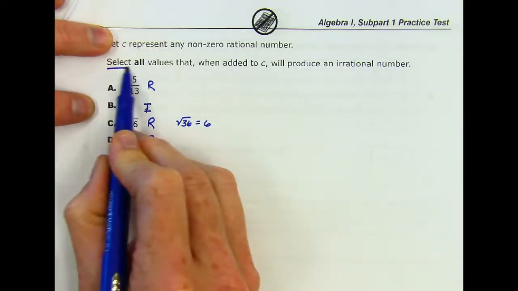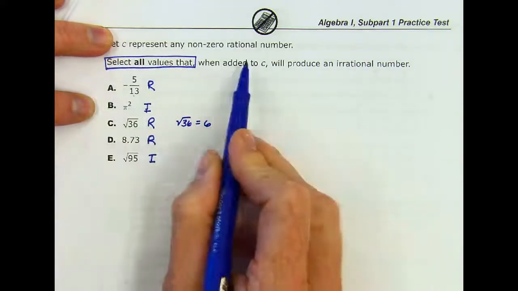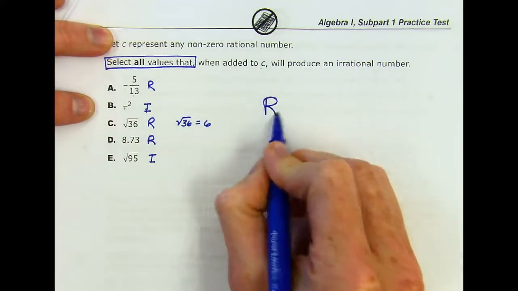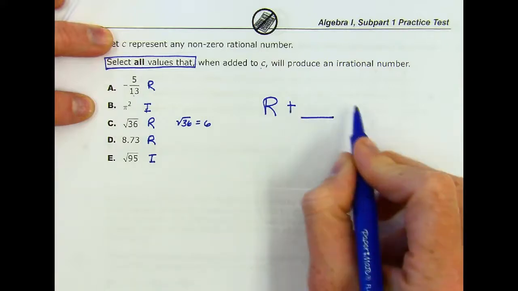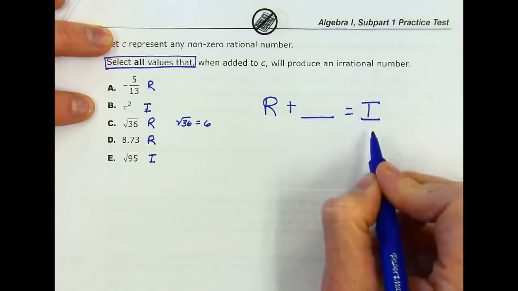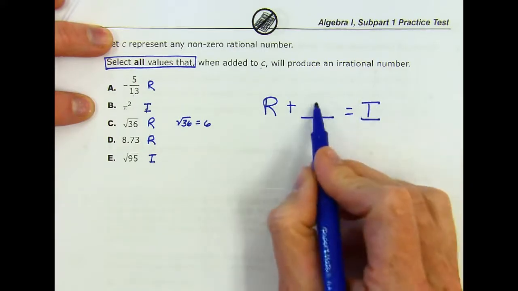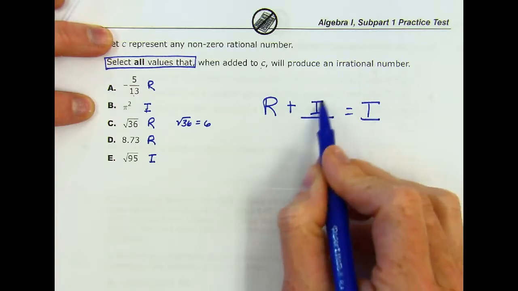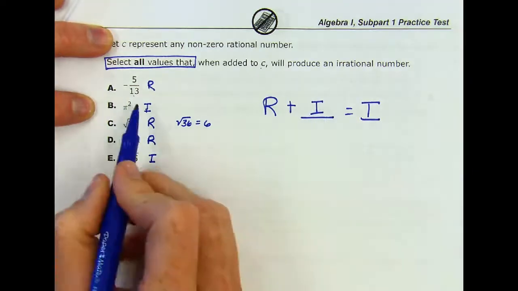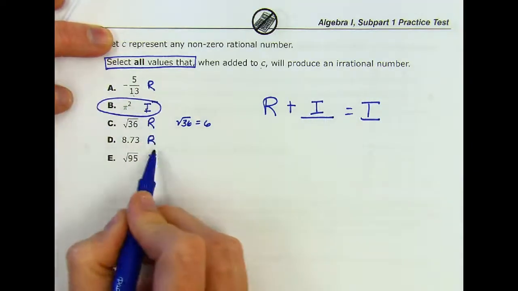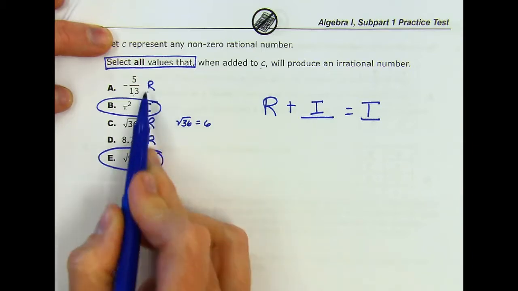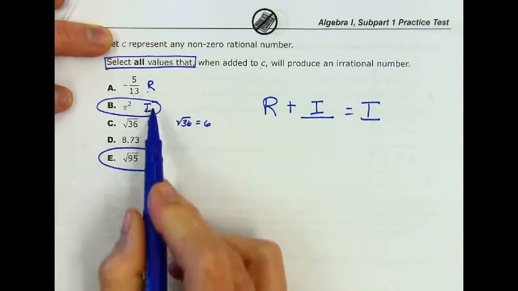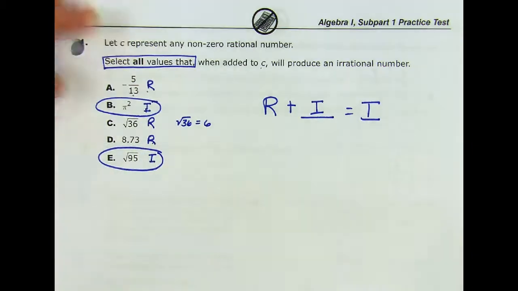So it says select all values that when added to C, which is a rational, will produce an irrational number. So basically any number that is irrational needs to go here. So those choices would be B and E. These would all produce rational. These two would produce irrational.